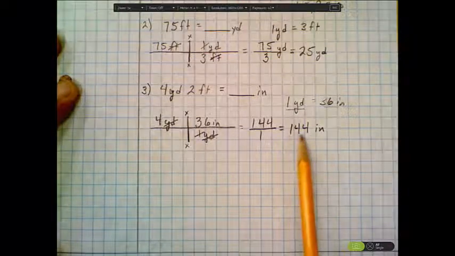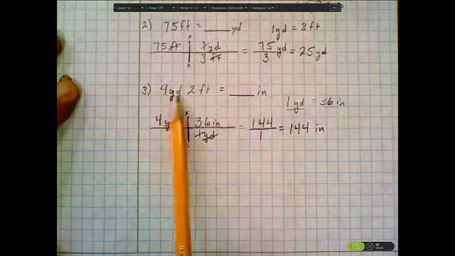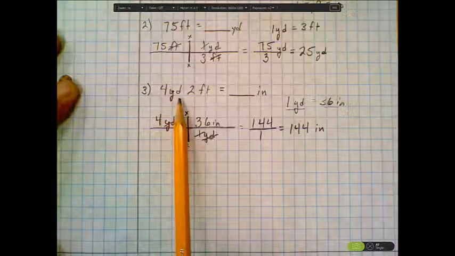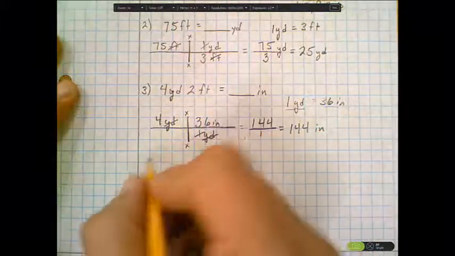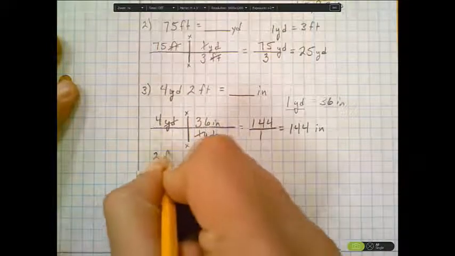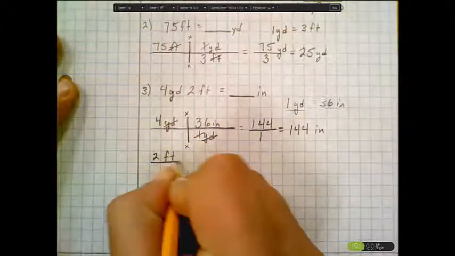Alright, so we have 144 inches. That's the 4 yards part. Now we have to do the 2 feet part. So we're going to do that real quick again. 2 feet. Draw our line.